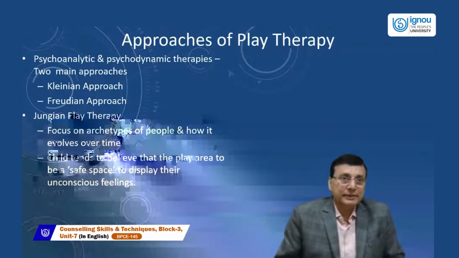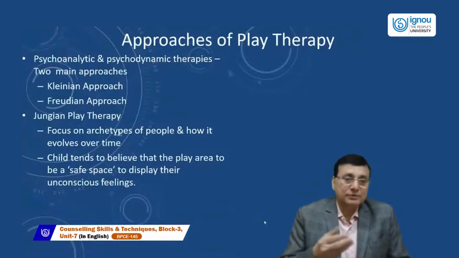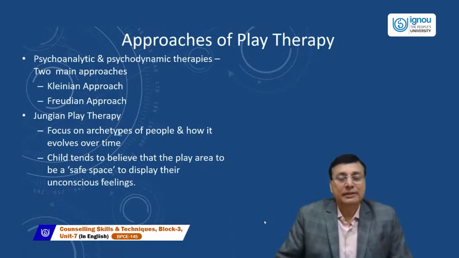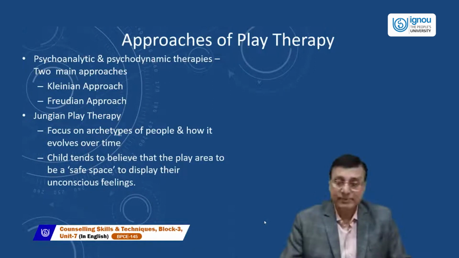Let us see the approaches of play therapy: psychoanalytic and psychodynamic therapies. They basically use play therapy to understand the unconscious, hidden or repressed needs of the client. There are two main approaches: the Kleinian approach and the Freudian approach. Jungian play therapy focuses on the archetypes of people and how they evolve over time, and the child tends to believe the play area to be a safe space to display their unconscious feelings.